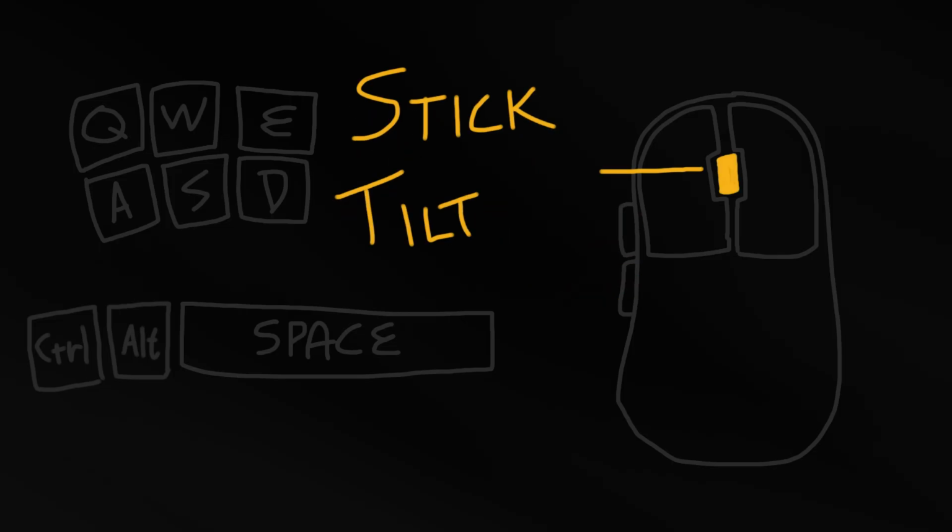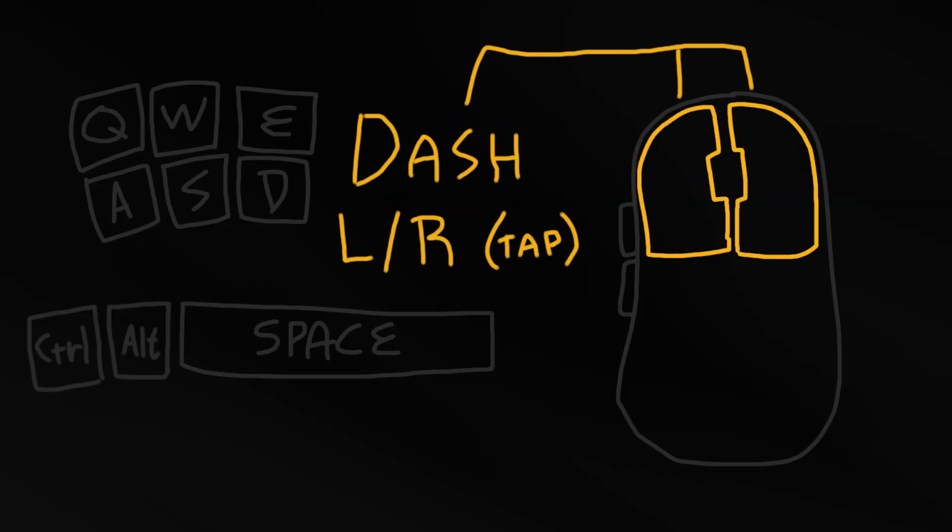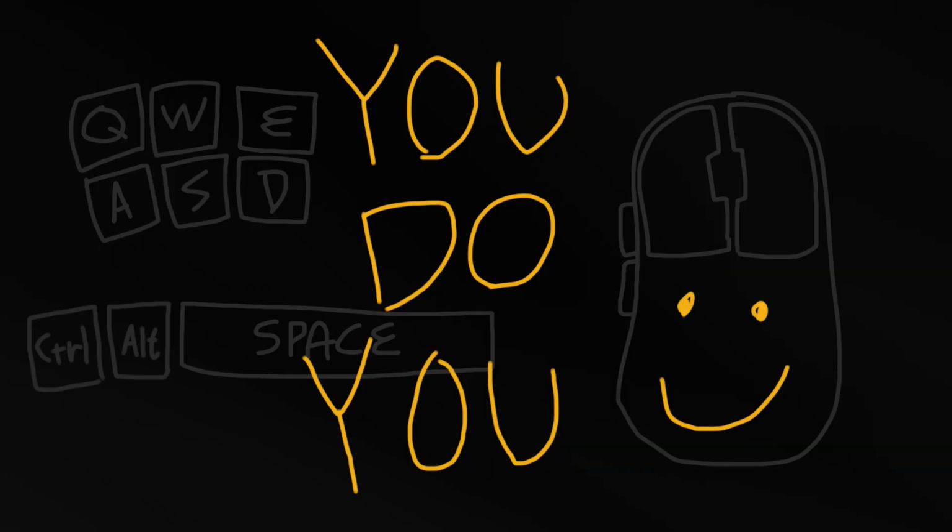Scroll wheel is default, and most importantly, I would say, is the left mouse button and right mouse button dash, which gives you a lot more reaction time if you set them to tap inputs. A lot of this is personal preference, and I encourage you to try out your own different things to see what works for you. This is just what I do.